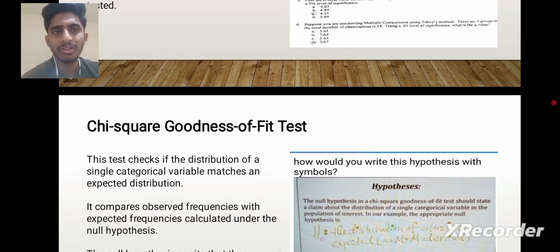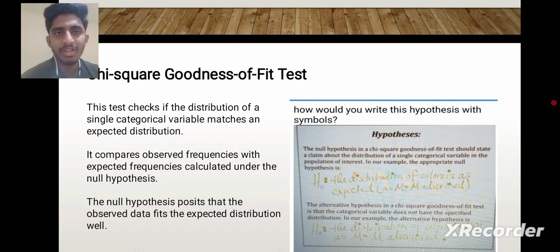Chi-square goodness of fit test. This test checks if the distribution of a single categorical variable matches an expected distribution. It compares observed frequency with expected frequency calculated under the null hypothesis. The null hypothesis posits that the observed data fits the expected distribution well.